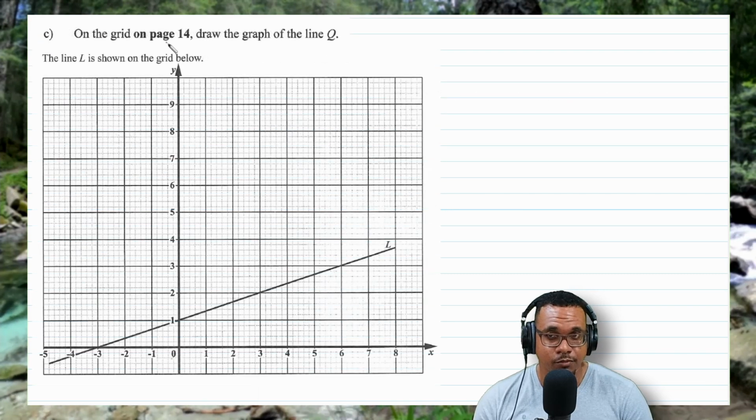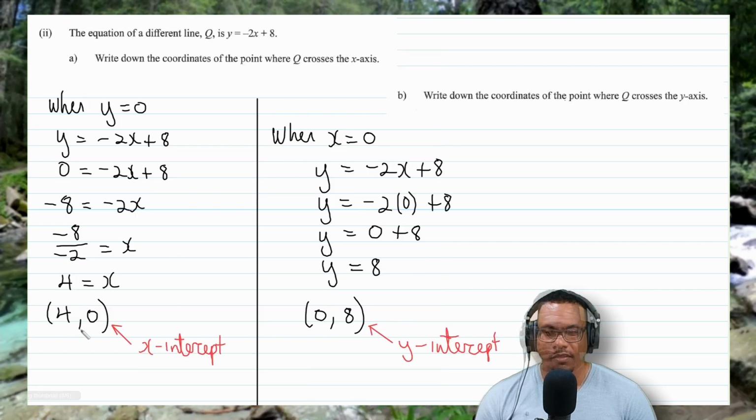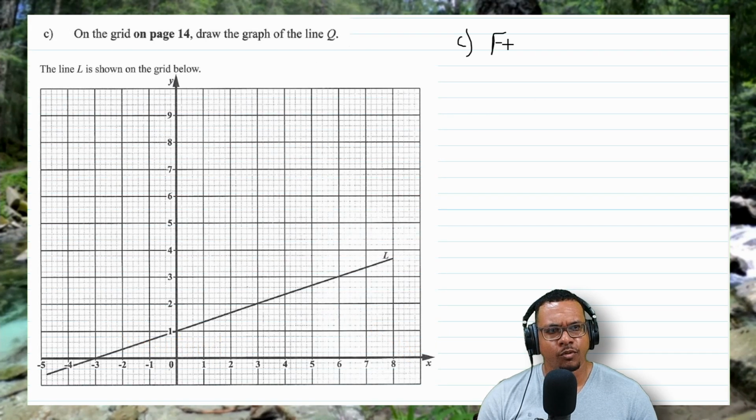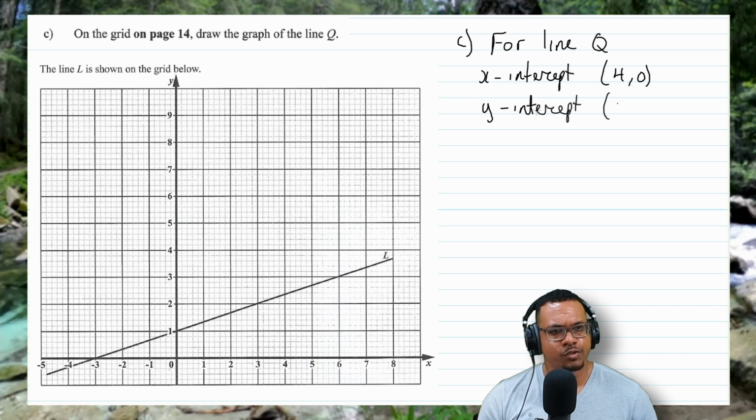So now for part C, they want us to draw the graph of Q on this grid paper here. Now remember, this was the x-intercept, which was 4, 0, and the y-intercept was 0, 8. So I'm going to write for line Q: we had x-intercept, which was 4, 0, and we had y-intercept, which was 0, 8.